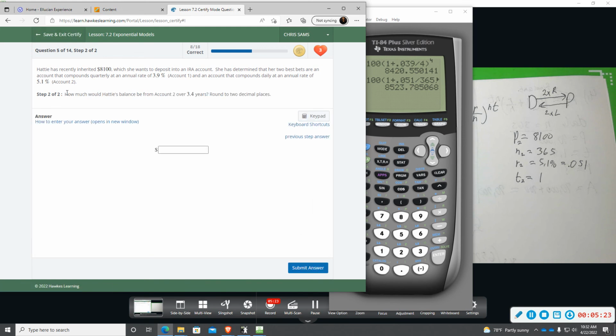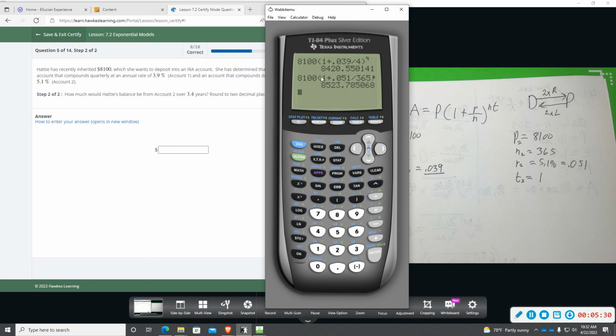Alright, and then we want to know how much her balance would be from account 2 over 3.4 years. Since account 2 is the one I did last, here's the shortcut. I'm going to hit second and then enter. It's going to bring back up the equation that we just typed in. The only thing that is different is the years, which is T. T only appears at the very back, so we're going to arrow all the way to the end and then just do times the number of years, which is 3.4.